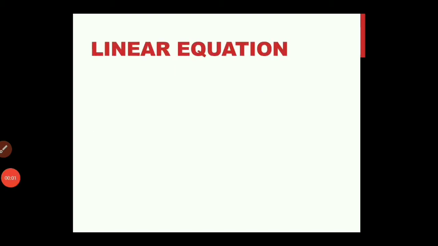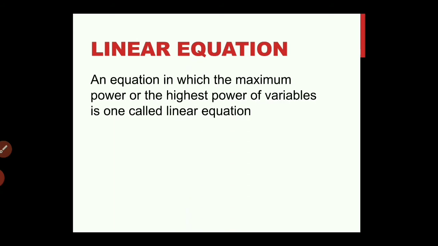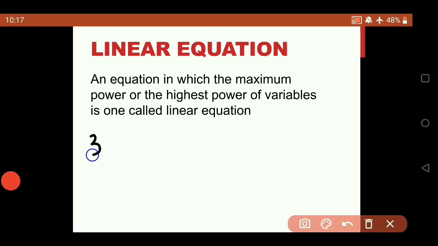We have understood all the three terms: linear, equation and variable. Now let us try to understand what is linear equation. An equation in which the maximum power or the highest power of variables is 1 is called a linear equation. For example, if I write 3x plus 4 is equal to 0, then this is a linear equation, as the highest power of variables present in this equation is 1.